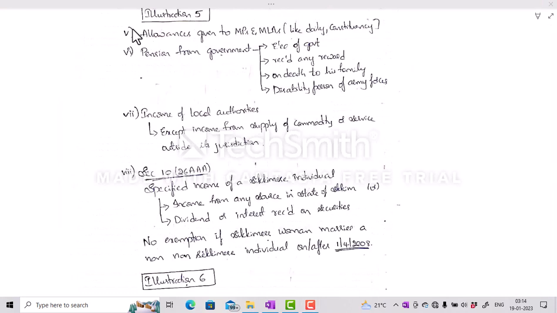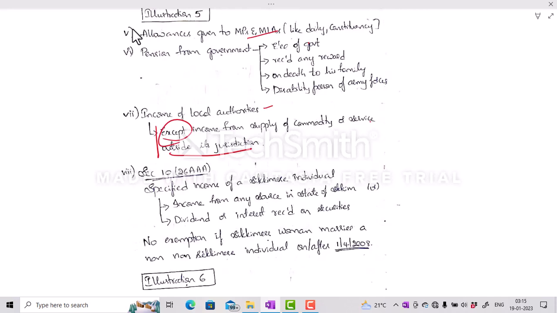So coming to the other exemptions, allowances given to the MPs, MLAs like daily allowance, constituency allowance will be exempted income. Pension from government also will be exempted. Income of local authorities will be exempted. Only this is taxable: if such local authority earns income from supply of a commodity or service outside its jurisdiction, then it will be taxable. Other than that, if it is in its own jurisdiction, it will be exempted income. And any other source of income for local authorities will be exempted except this.